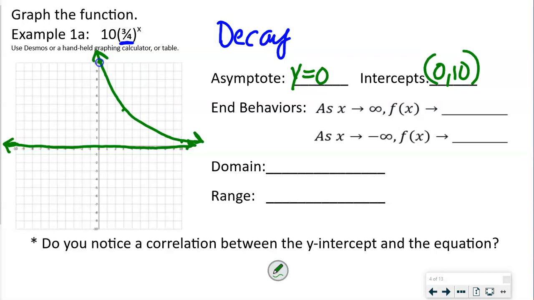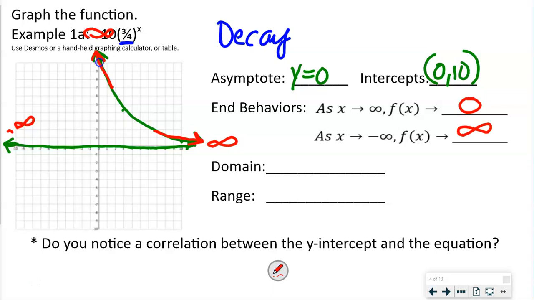So now let's talk about our end behaviors. So as I move towards infinity here with our x values, what's happening to the y? Check out right here what's happening to it. Isn't it approaching 0? It is going to approach 0, but it's never going to reach it. Now as I move towards negative infinity over here, what's happening up here? Hopefully you can see that it's headed towards infinity up here. So those are our end behaviors.